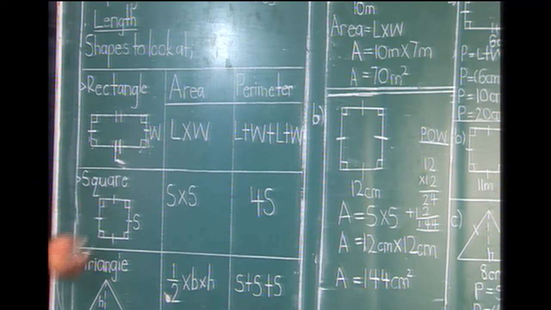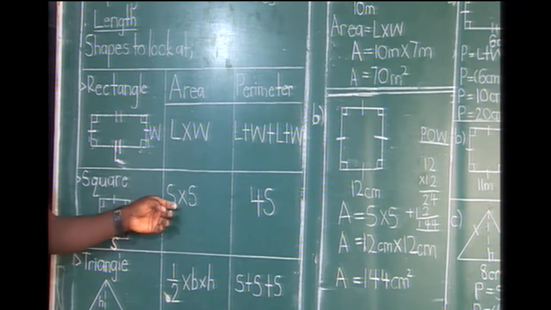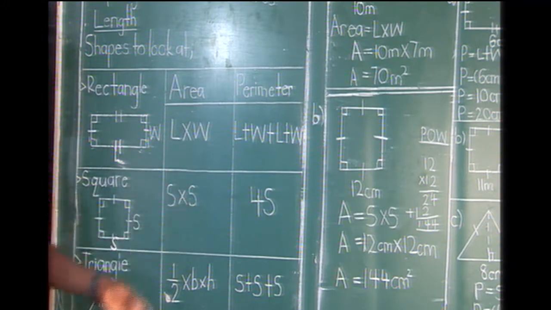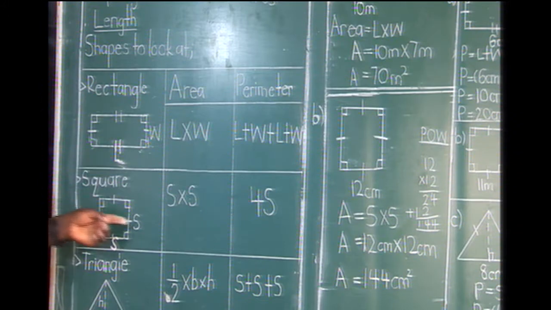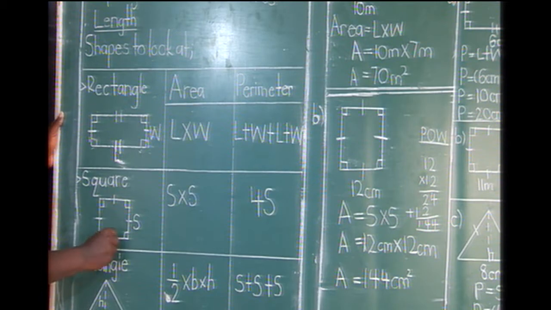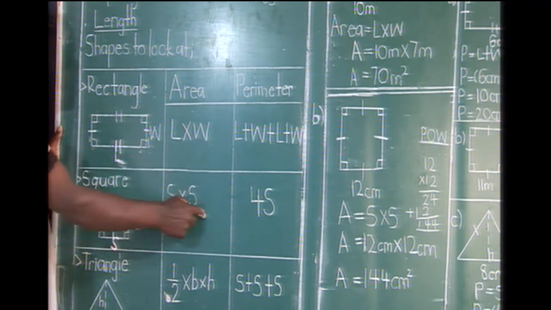Now, a square, being that all sides are equal, has its area found using this formula. That is, area of a square equals side times side, as opposed to the rectangle where you say length times width. Here, you can hardly identify which is length or width. That's why the mathematicians opted to call it side. So each side is named as side. So area equals side times side.